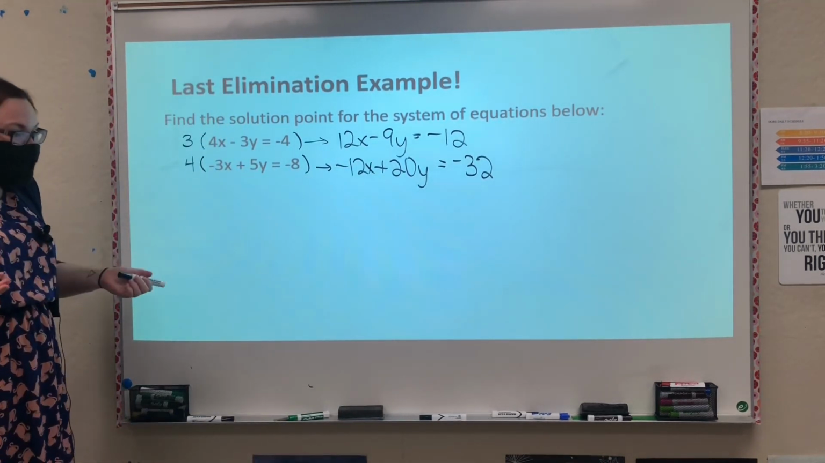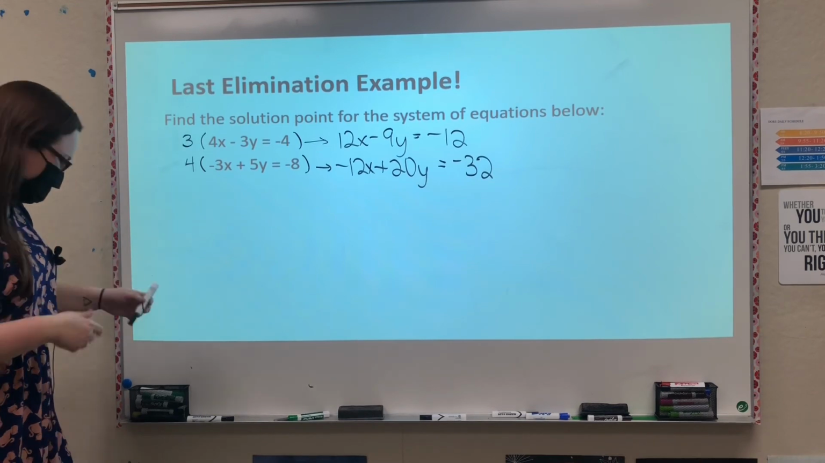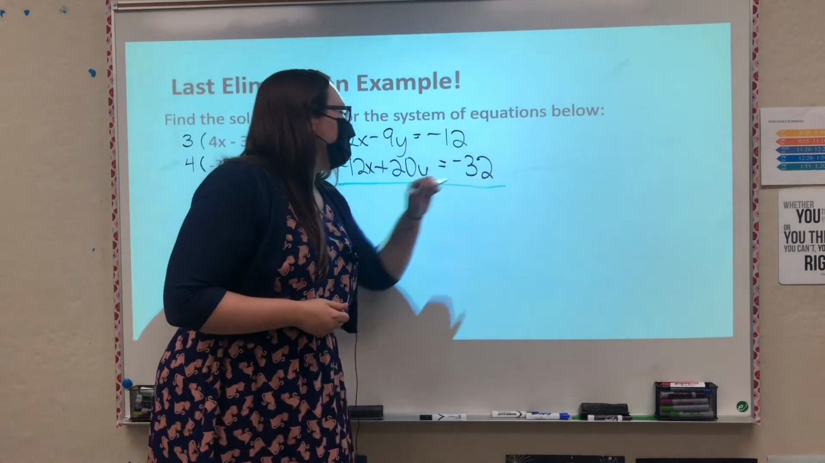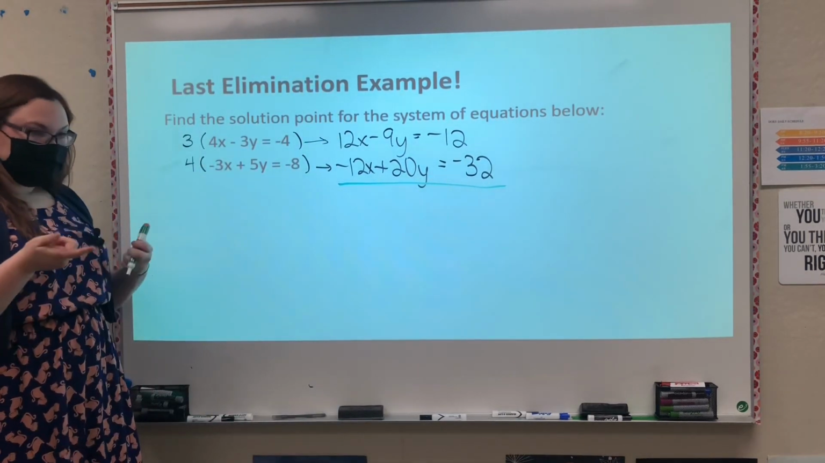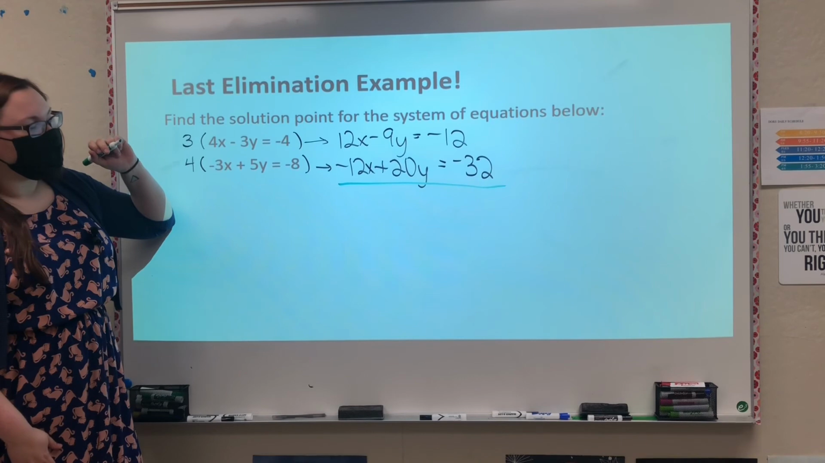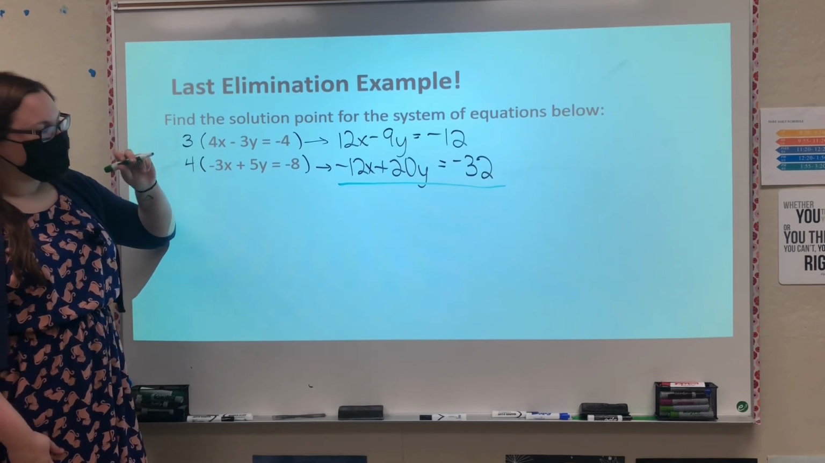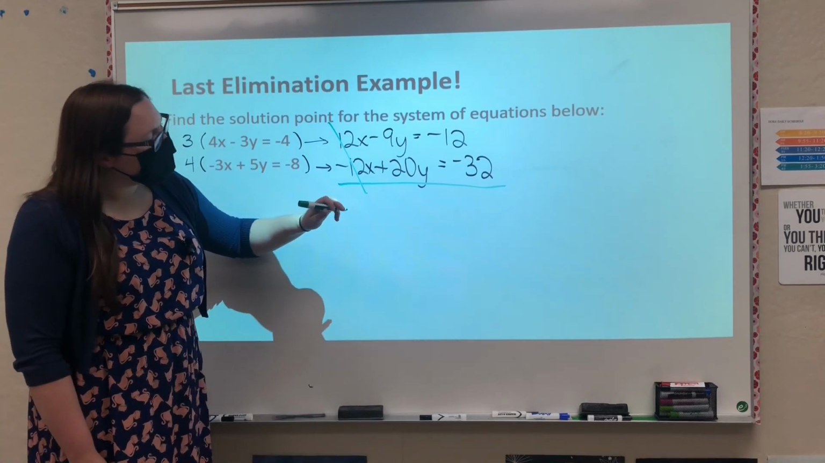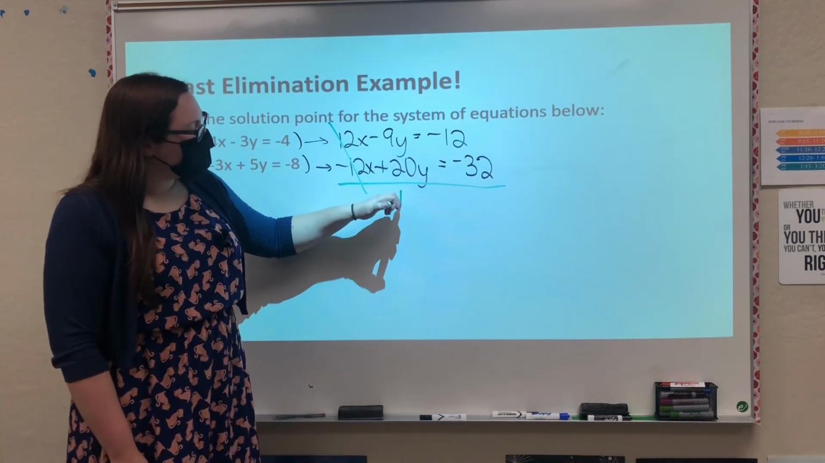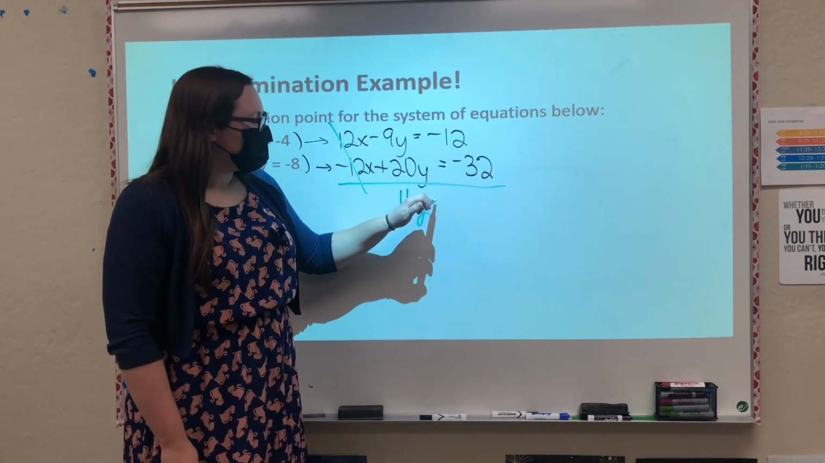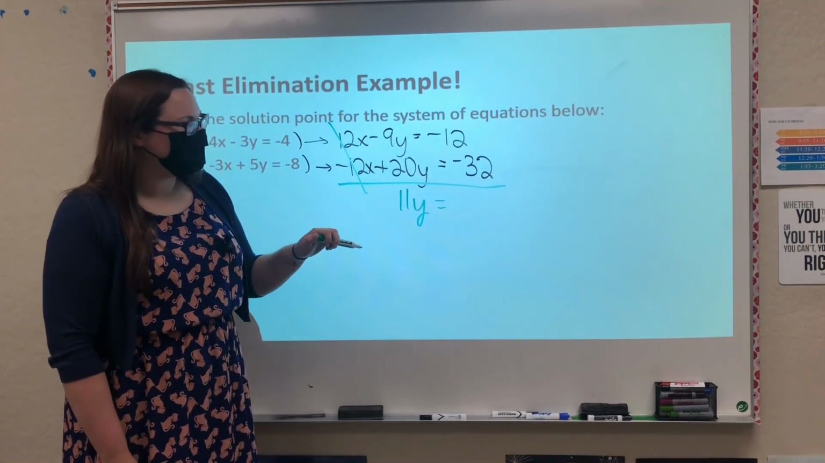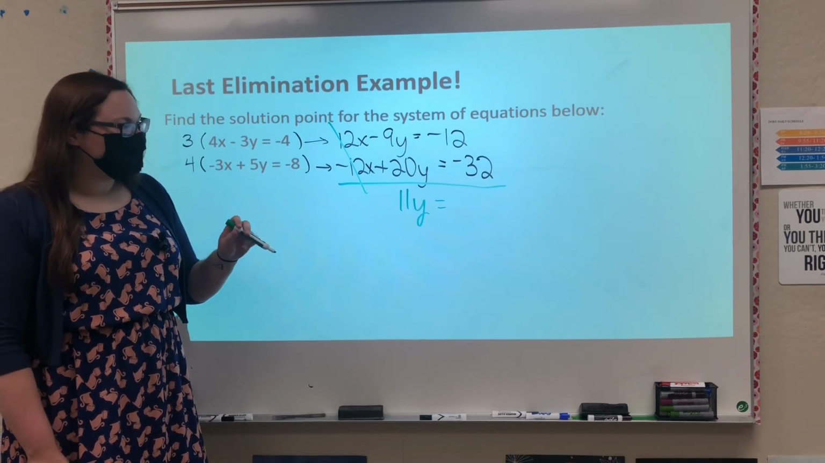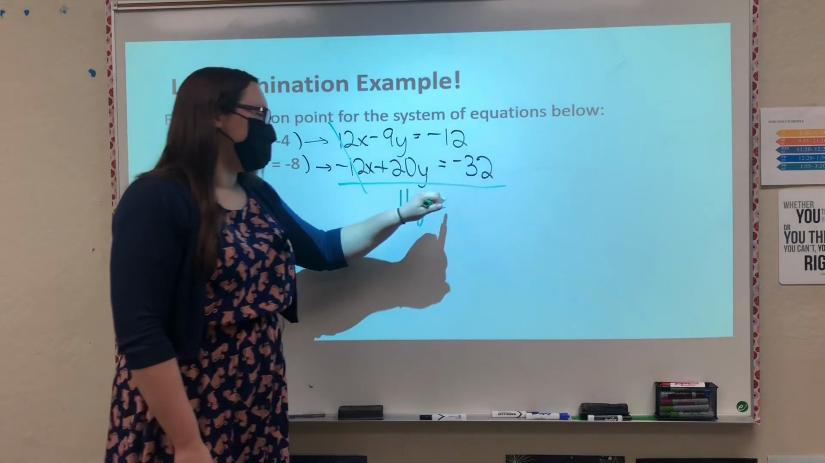Once we've got that, now it's real similar to the systems we were doing yesterday. You've got a system written like this. If we wanted to use elimination to help us solve, what would I want to do next? Get rid of the x. So those are eliminating. What else am I left with? It would be 11y equals -44. Yeah, you got it.